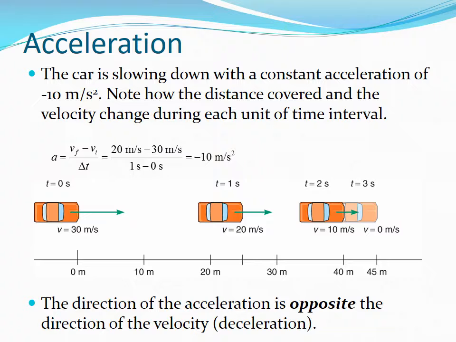In this motion diagram, the car is slowing down with a constant acceleration of 10 meters per second squared. Note how the distance covered and the velocity change during each of the time intervals. The acceleration is calculated for the first interval. The initial velocity is 30 meters per second, and the final velocity is 20 meters per second in a time interval of 1 second. The acceleration, in this case, is negative, which is commonly called a deceleration. When an object is slowing down, the direction of the acceleration is opposite the direction of the velocity.